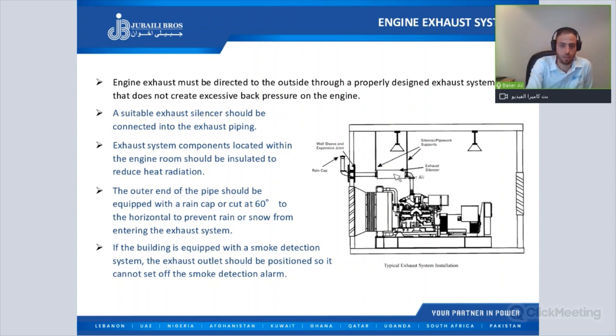This is the silencer. We have to use the suitable silencer based on our application. We have four types of silencer: industrial, residential, critical, and supercritical. Now, for example, if you are going to install the generator inside a hotel or hospital, then we have to use a critical silencer. If the generator will be located in a residential building, then we can use the residential silencer. If the generator will be located on a construction site or in a noisy place, or in a factory, for example, then we can use the industrial type.